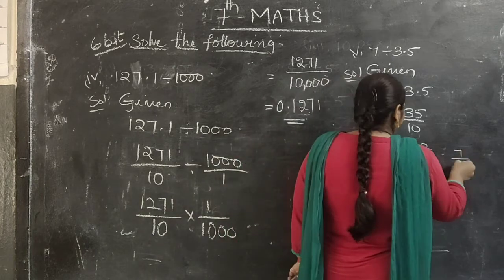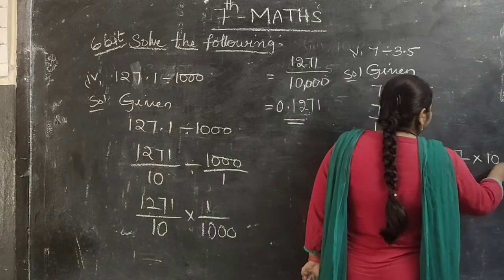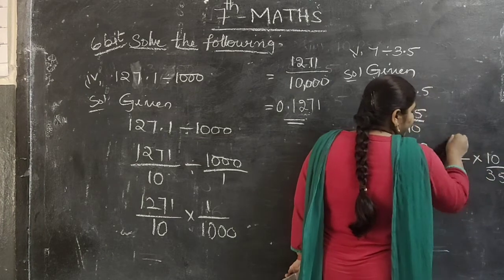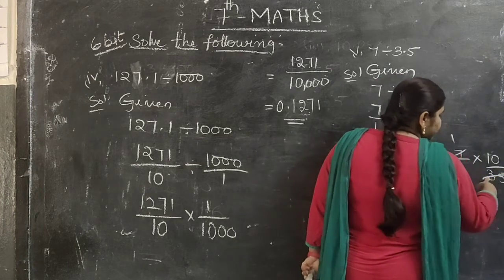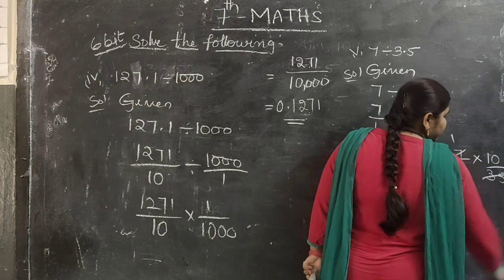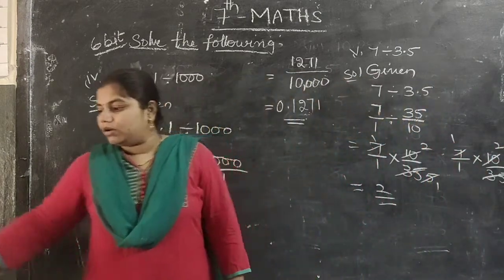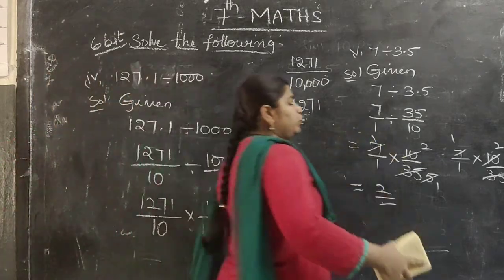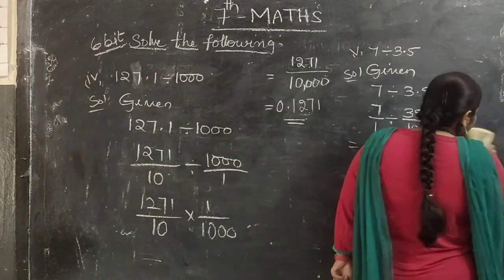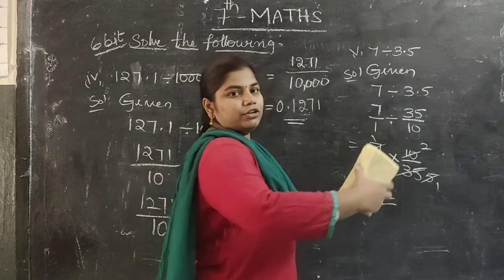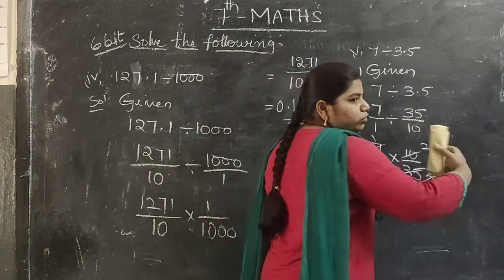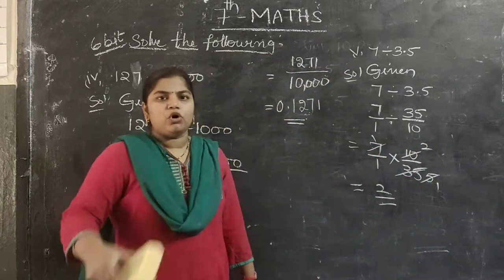Once again you see 7 by 1 into 10 by 35. 7 ones are 7, 7 fives are 35. 5 ones are 5, 5 twos are 10. So always the cancellation should be in the form of numerator to denominator and denominator to numerator. You should not cancel numerator to numerator and denominator to denominator. So always it should be in opposite form.